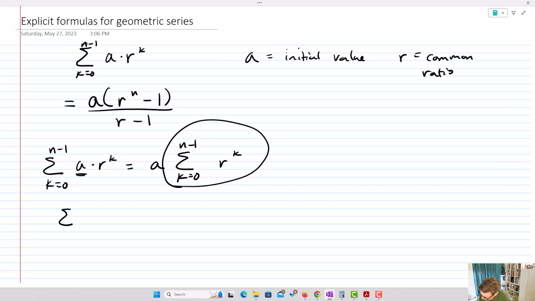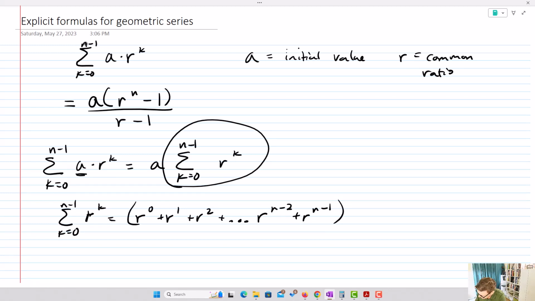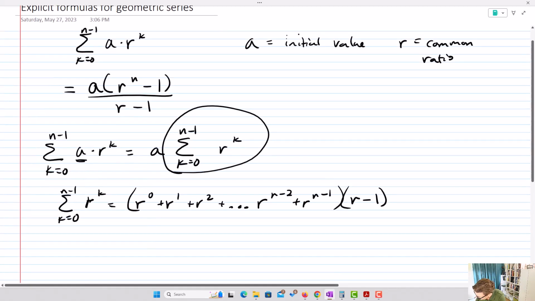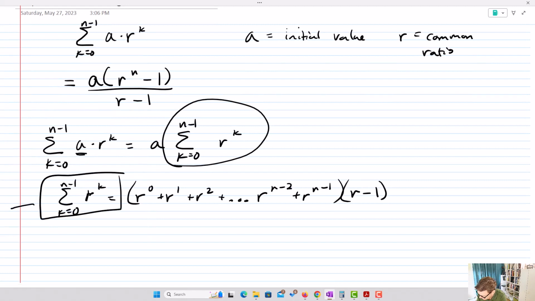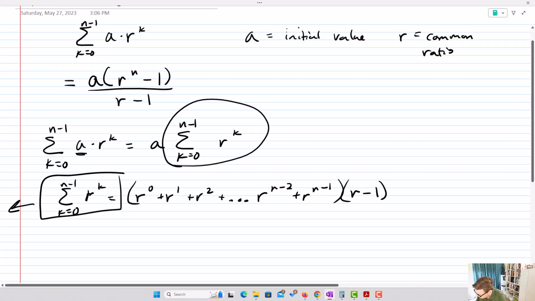So the sum k equals 0 up to n minus 1 of r to the k, if I write it out, is going to equal r to the 0 plus r to the 1 plus r squared plus, and we keep going until we get to r to the n minus 2 plus r to the n minus 1. Now if I multiply this summation by r minus 1, let's see what happens. I'm going to leave this over by the side and multiply it through by r minus 1.